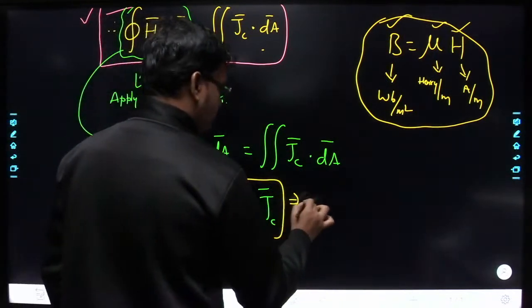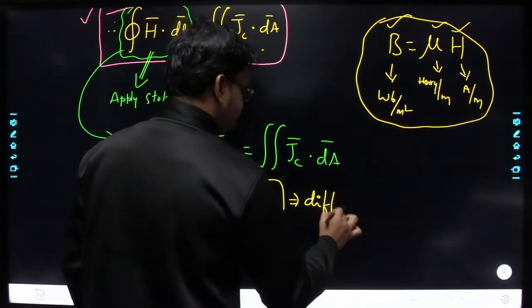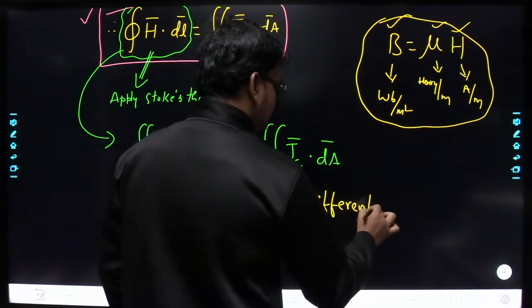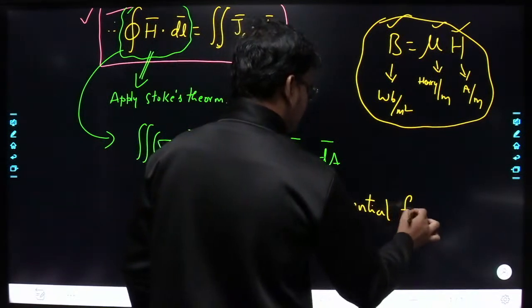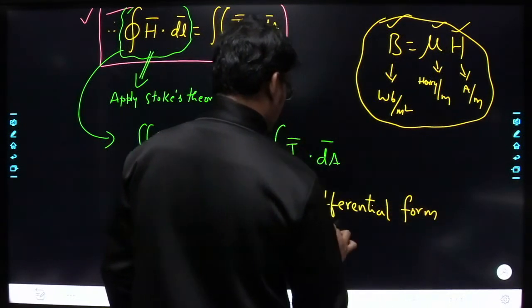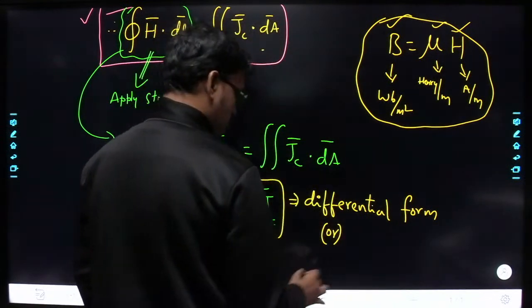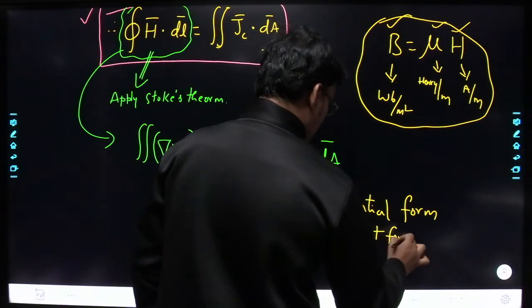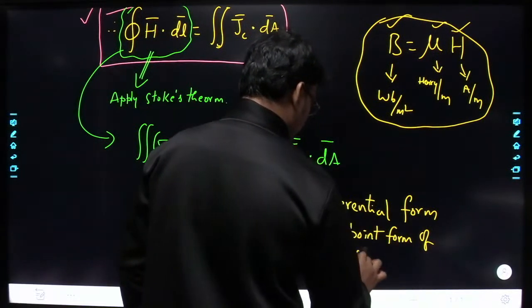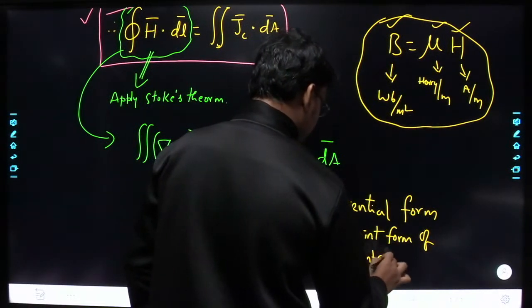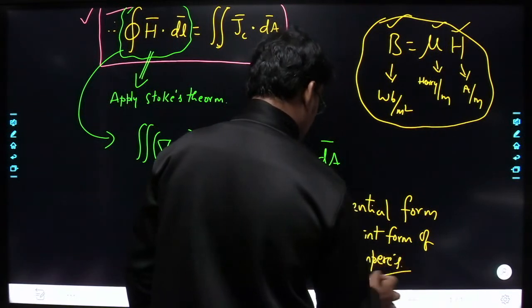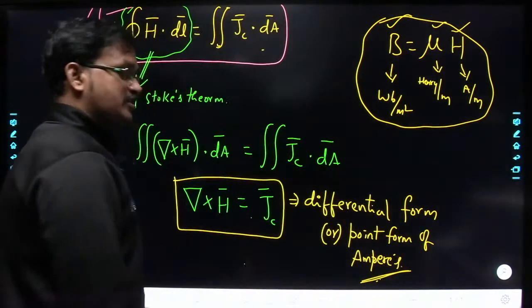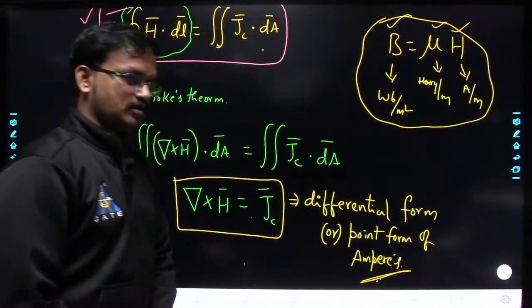This is the differential form, or point form, of Ampere's law. Okay, so curl of H bar is equal to J_C bar, right?